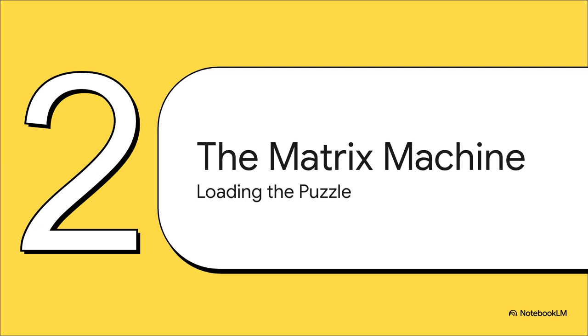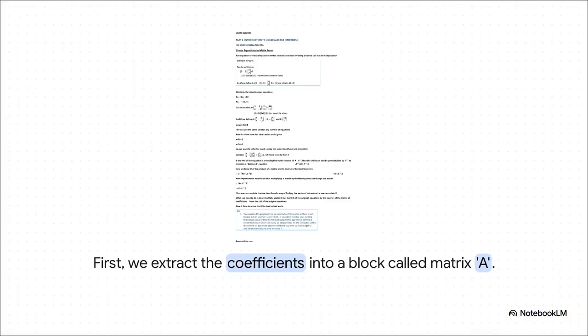So the first question is, how do we load our puzzle into this machine? Now, this might look a little crazy on paper, but stick with me. The process is actually super simple. It's a 3-step translation. First thing we do is just grab the numbers in front of the variables, the coefficients, and arrange them into a neat little block, making sure to keep them in the same order. We call this block matrix A.